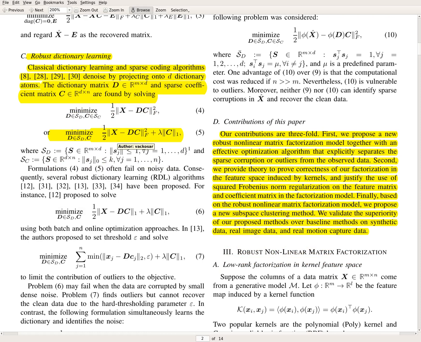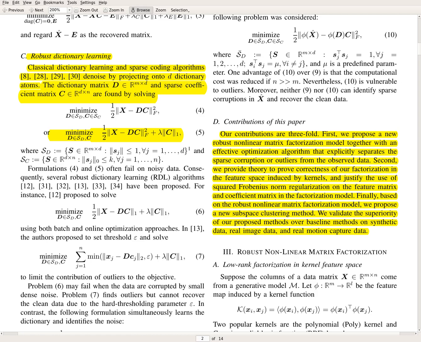So, robust dictionary learning. Classical dictionary learning and sparse coding algorithms reduce the noise by projecting onto the dictionary items. The dictionary matrix D and the sparse coefficient matrix C are found by solving this minimization. Basically this minimization looks very similar to the original RPCA, except that the C, which is sort of the underlying latent matrix, is regularized here. There's no noise in the equation, but it's looking for this linear transformation D.